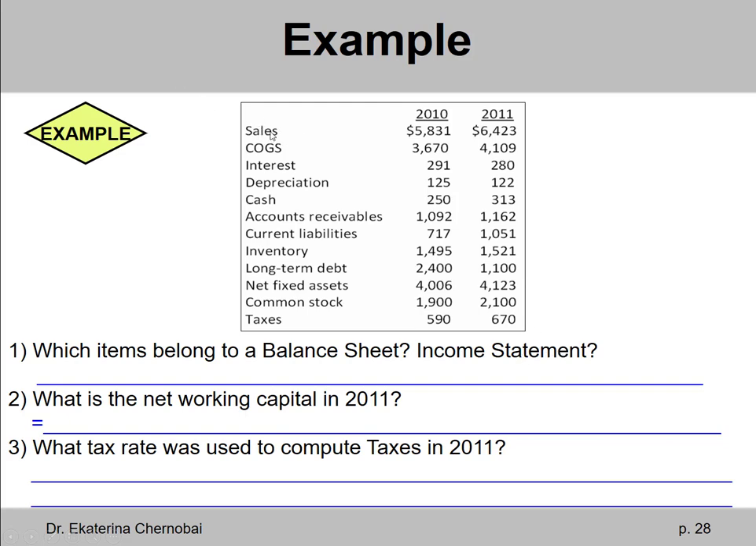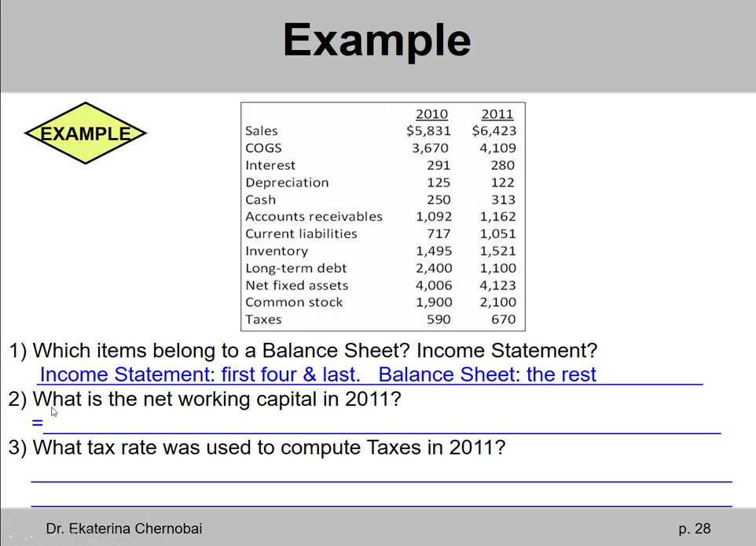Sales, that's an income statement. Cost of goods sold, that's an income statement. So is the interest, depreciation, and taxes on the very bottom. So the first four and the last, taxes, are part of an income statement. Everything in between is from a balance sheet, and that includes cash, accounts receivables, current liabilities, inventory, long-term debt, net fixed assets, and common stock.